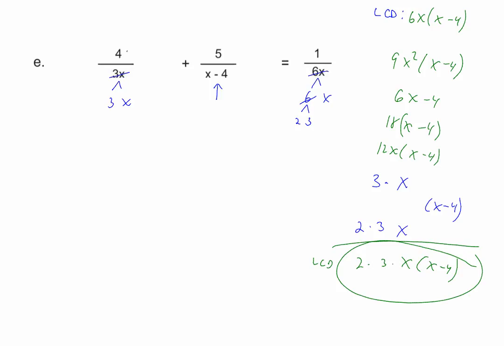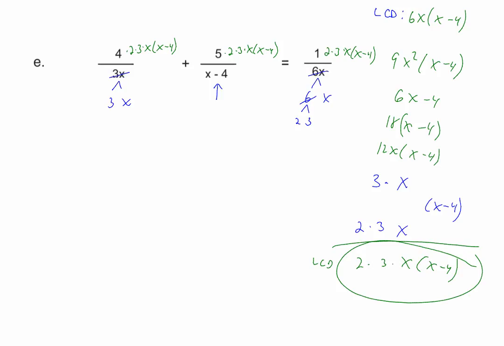So this is 4 times 2 times 3 times x minus 4. And the 5 is times 2 times 3 times x minus 4. And the 1 is 2 times 3 times x minus 4. Right, we're multiplying each term by the LCD. Let me let you catch up. Any questions so far about what we've done? Multiplied each term by the LCD.